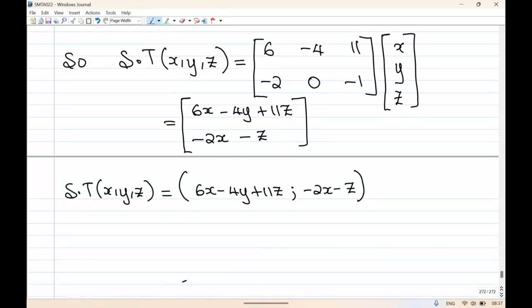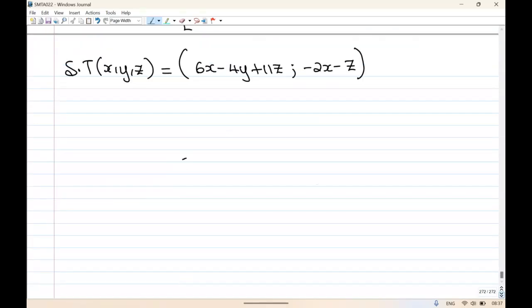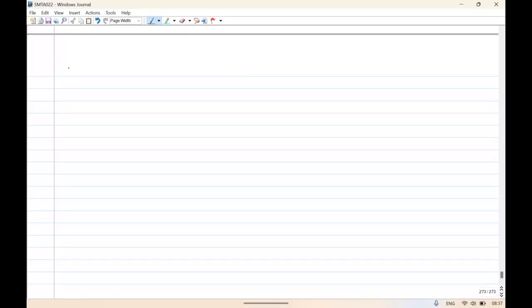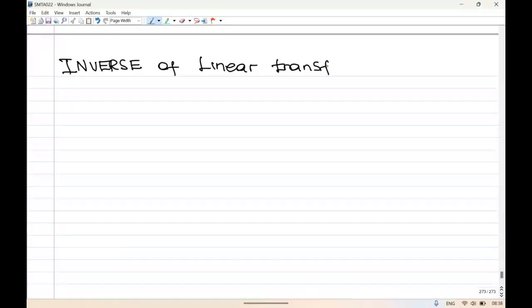So this example is very interesting, colleagues. Let's see, we are left with how many minutes? 1 hour from now. It's fine. Let's check another one. You must also know about the inverse of a linear transformation. So if you did not pass that SMT H012 nicely, that part of matrices, you are going to struggle here.